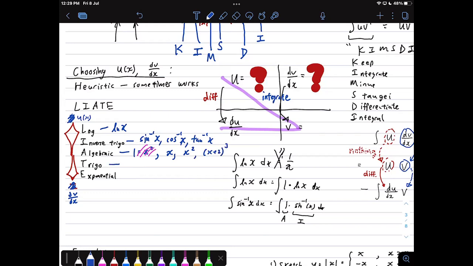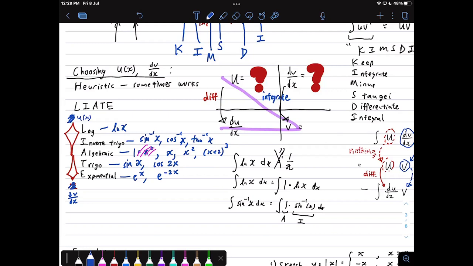Then trigo will be like sine x, cosine 2x. Go for linear one, power 1. Don't pick sine square, sine cube, very complicated. Then exponential, it will be e power x, e power negative 2x, also okay. Yeah, that's about it. All right, then that's all the formulas now.